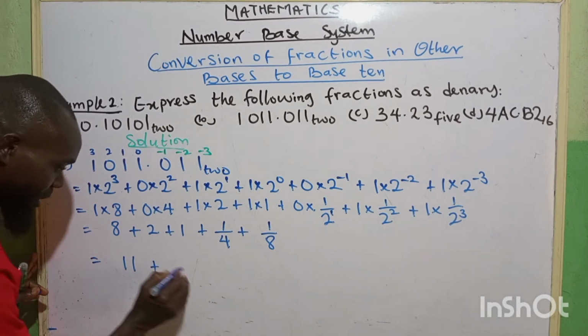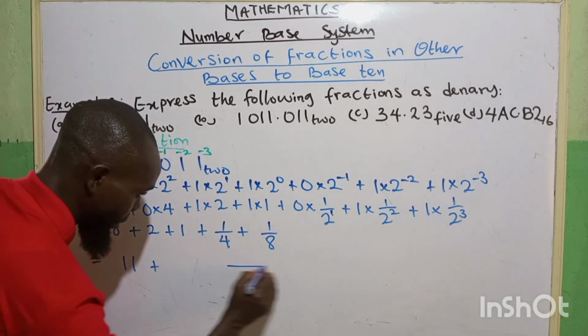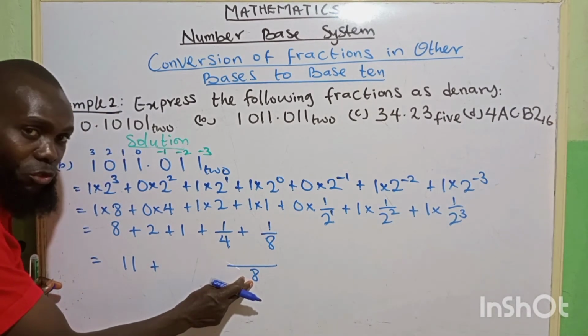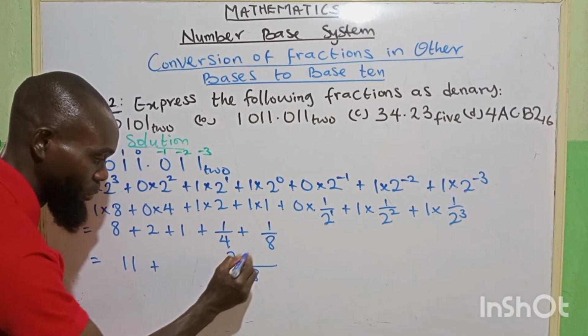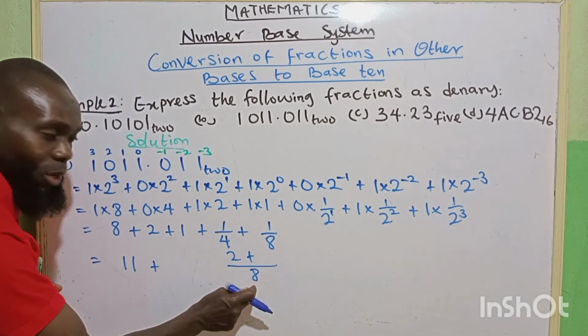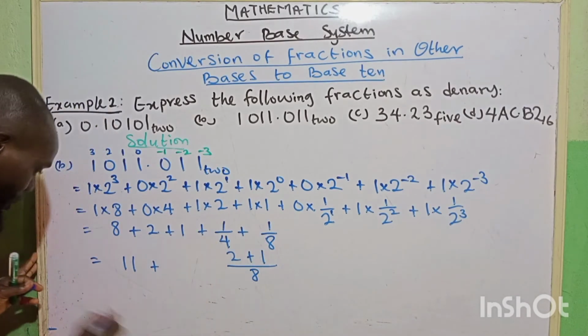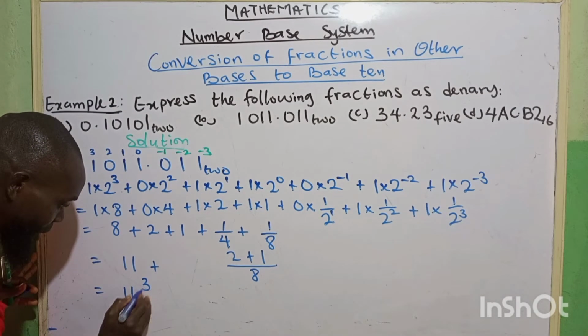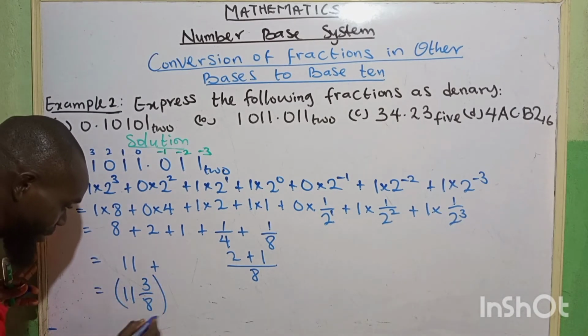11 plus, let's find the LCM here. That is 4 and 8, that is 8. 4 goes in 8, we have 2. 2 multiplied by 1, 2, plus 8 goes in 8, we have 1. 1 multiplied by 1, we have 1. So our final answer is 11 whole number, 2 plus 1, 3 over 8 in base 10.